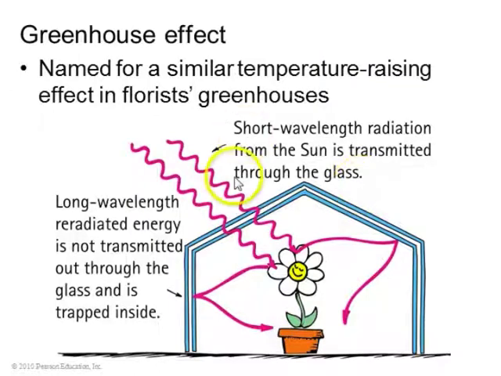And lastly, I want to talk about the greenhouse effect. So in an actual greenhouse where you keep flowers, short wavelength radiation from the sun is transmitted through the glass. Then it's absorbed by the flowers and it's re-emitted as infrared. And it turns out that glass does not transmit infrared. It just reflects it back in. And that's why a greenhouse will warm up.